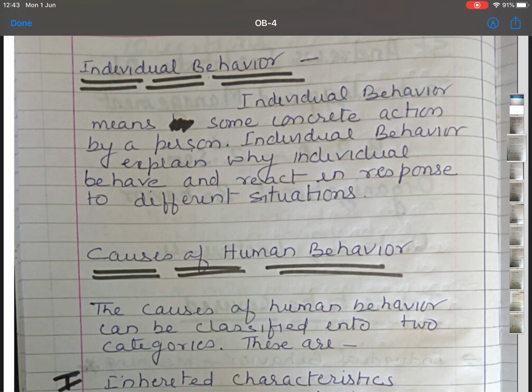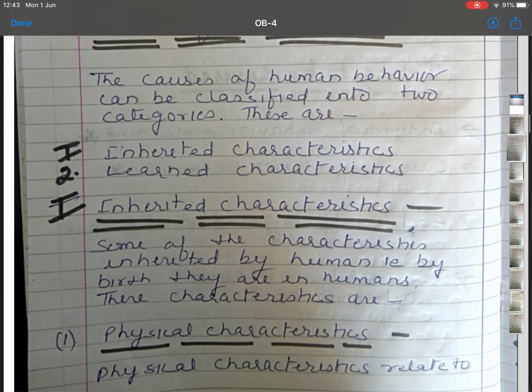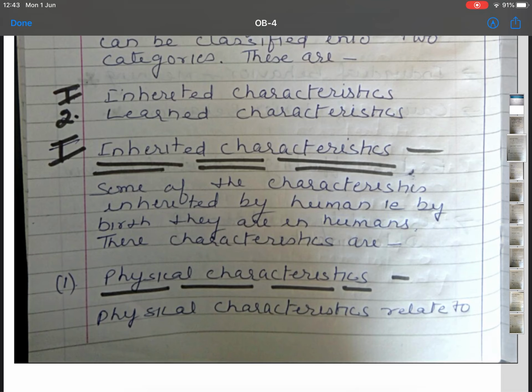Now the causes of human behavior. The causes of human behavior can be classified into two categories. These categories are inherited characteristics, and the second one is learned characteristics. I'm starting with the first, that is inherited characteristics. Inherited characteristics, actually we inherit from our parents or from our family. Some of the characteristics are inherited by humans by birth.